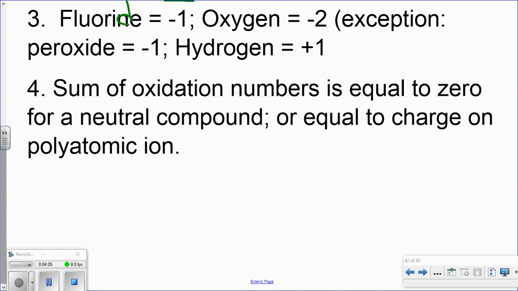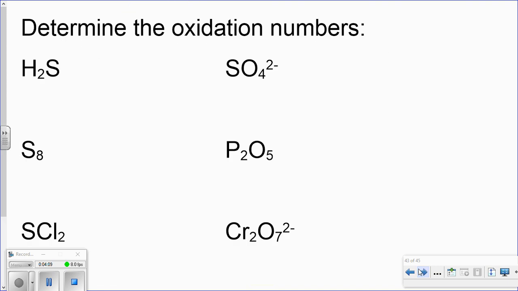Now, before I get into this too much, let me just do some examples and see if we can't figure this all out, okay? So here we go. I got a bunch of these things up here. Let's do an easy one.